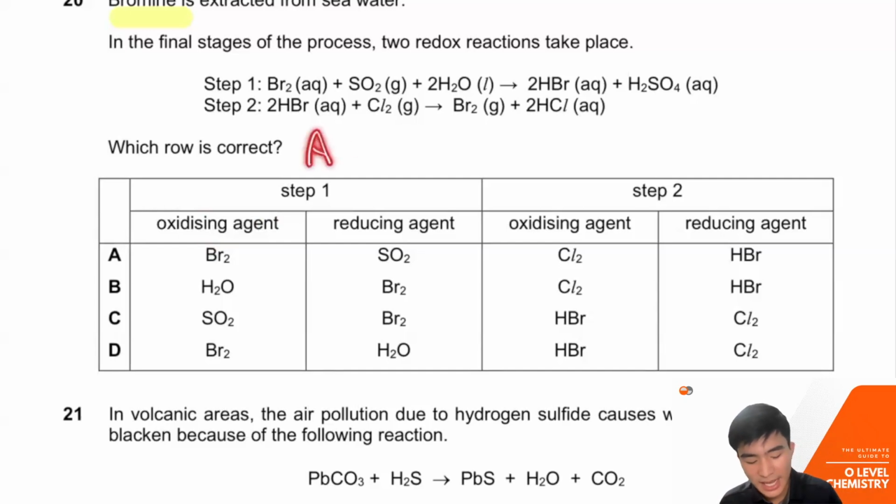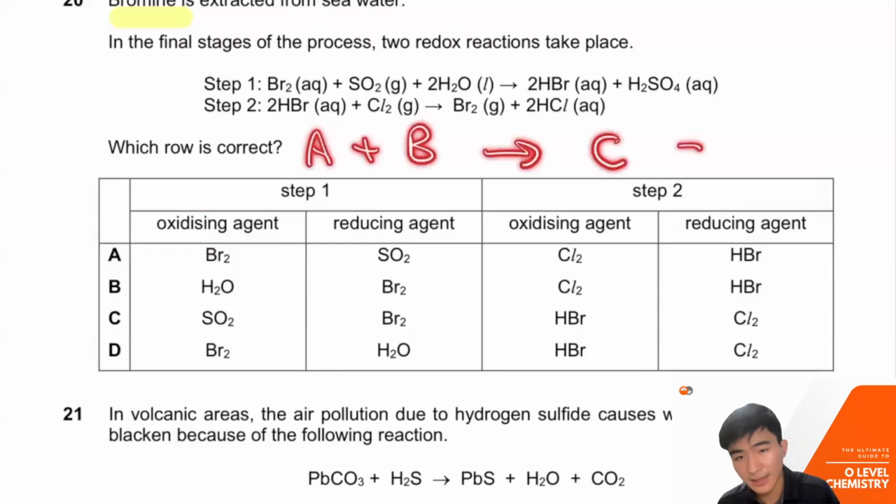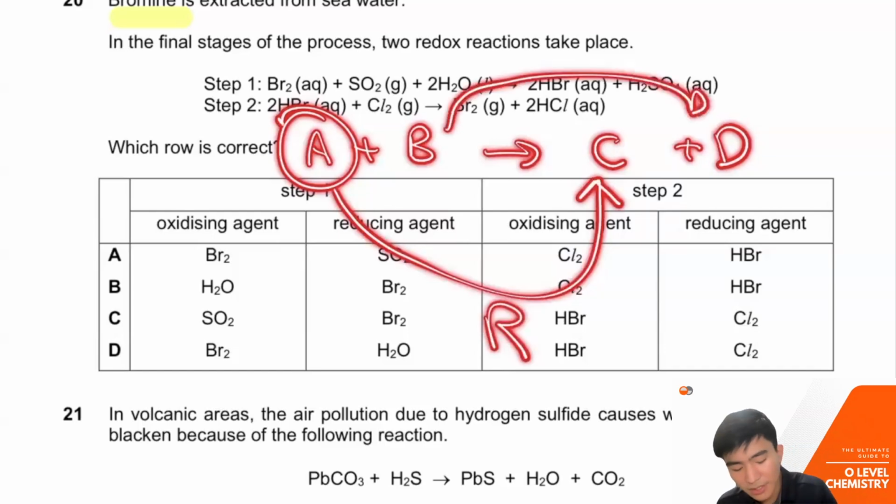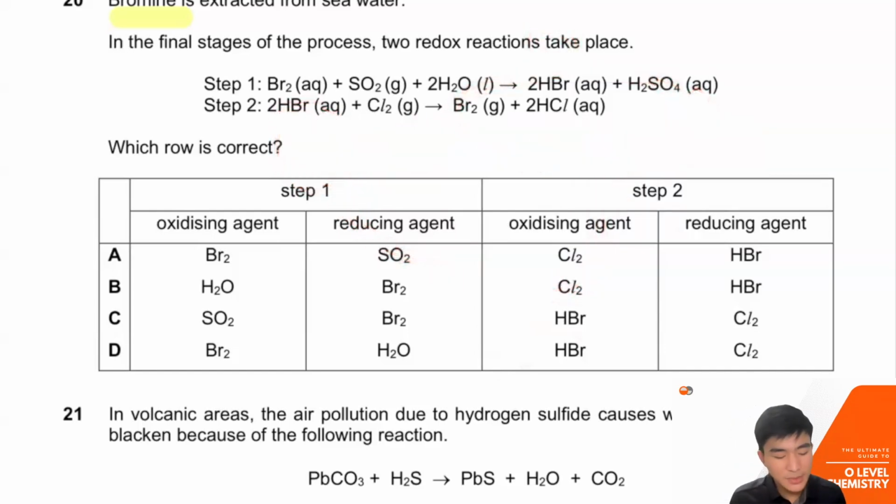So let's say A and B give you C and D. What happens if A is the oxidizing agent? A itself is going to be reduced. B is going to be oxidized. So in this question, you can see over here, bromine, originally oxidation state is 0, next it becomes -1. So you can tell that bromine is getting reduced by itself. So if bromine is getting reduced by itself, it is going to be the oxidizing agent. So hence, for A, it will be either A or D.